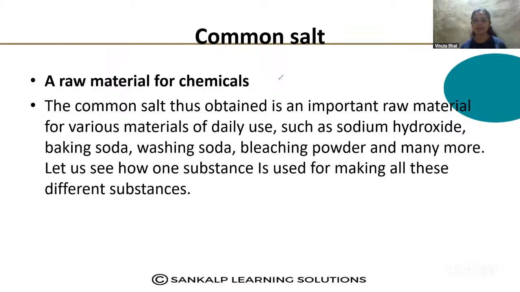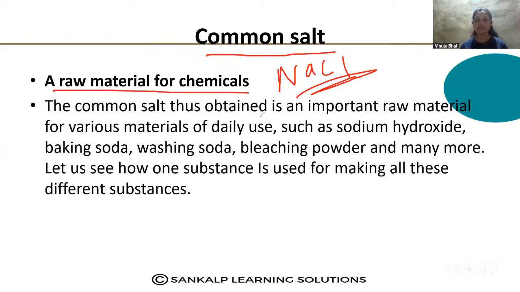Common salt is an example of a salt, that is NaCl, sodium chloride, and it is a raw material. This sodium chloride is used to obtain different chemicals like baking soda, washing soda, bleaching powder, and many other compounds. Common salt is used as a raw material, for example to prepare sodium hydroxide, baking soda, washing soda, bleaching powder. So what is the common raw material for all of these? That is NaCl, common salt.